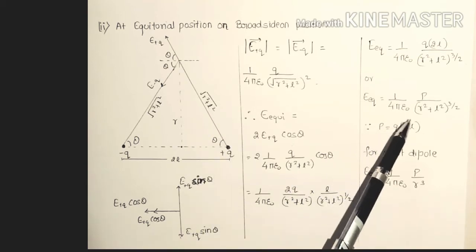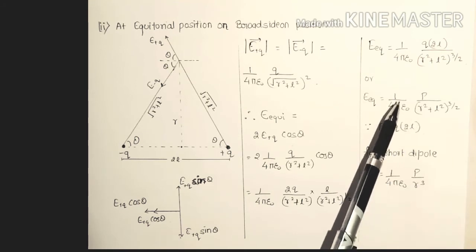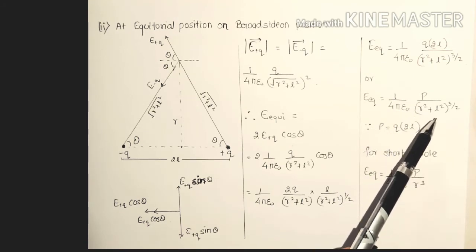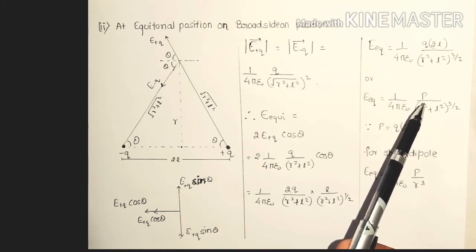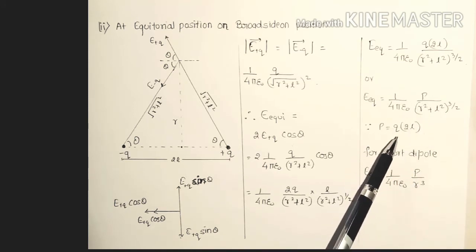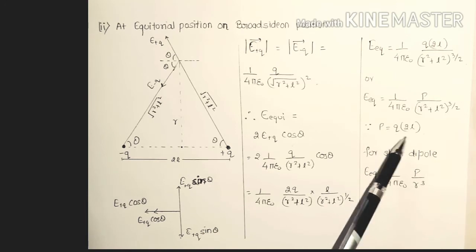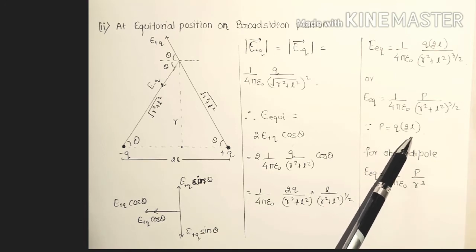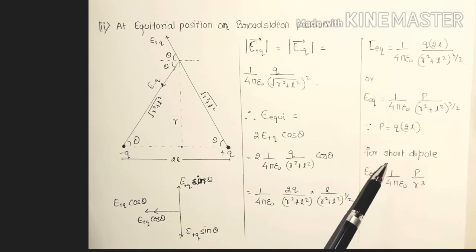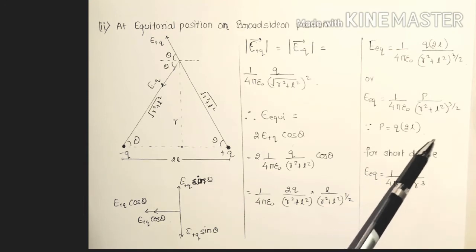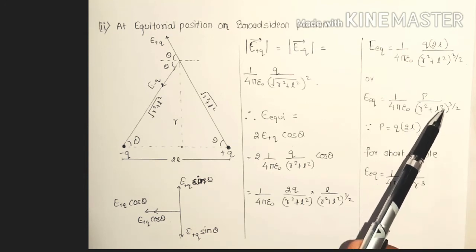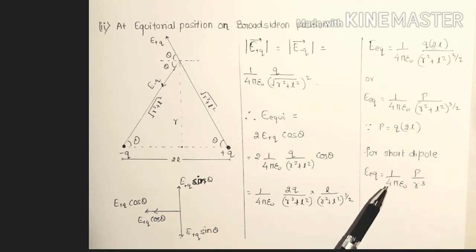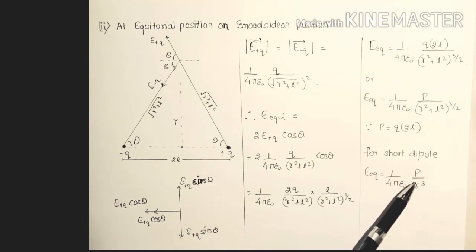On modifying the relation, we have 1 upon 4 pi epsilon naught p upon r square plus l square raised to the power 3 by 2, where p is the electric dipole moment of the dipole, defined as the product of the magnitude of either charge and the distance of separation between the two charges. For a short dipole, you neglect the term l, so it will be r square raised to the power 3 by 2, and E equatorial will be 1 upon 4 pi epsilon naught p by r cube.